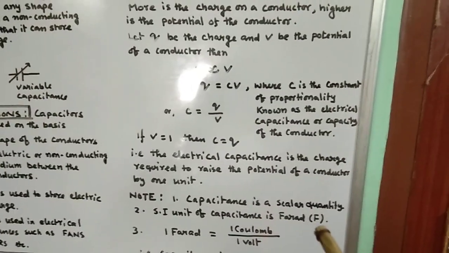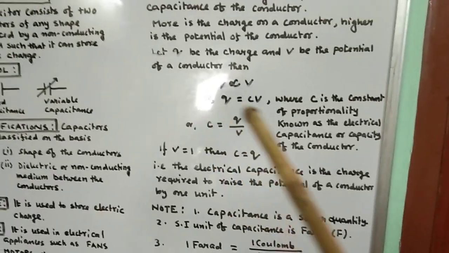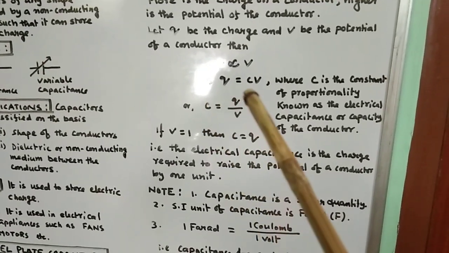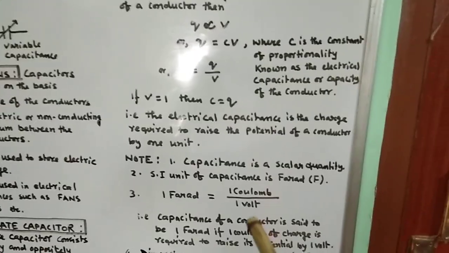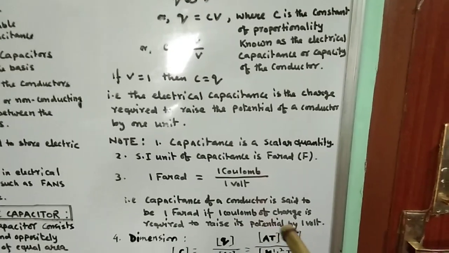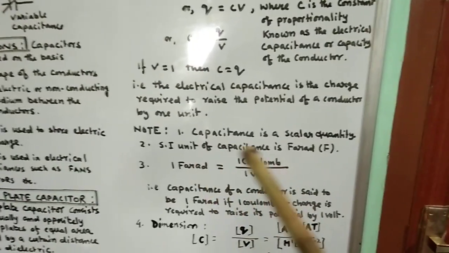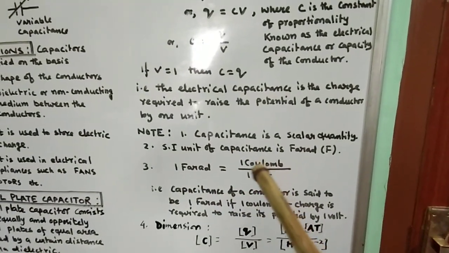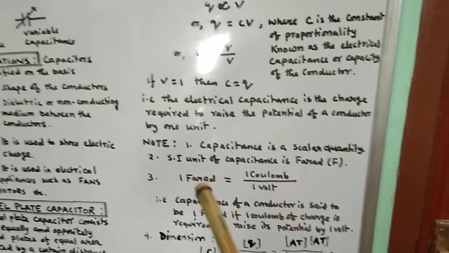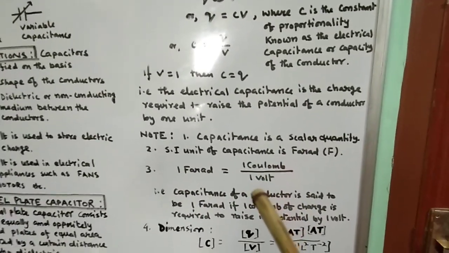Now the SI unit of capacitance is the farad, named after a scientist. You can use this expression to define the farad. If we consider C equal to 1 farad, then Q equal to 1 coulomb and V equal to 1 volt. So the capacitance of a conductor is said to be 1 farad if 1 coulomb of charge is required to raise the potential by 1 volt. If charge becomes 1 and potential becomes 1, then C becomes 1. So C is 1 farad if Q equals 1 coulomb and V equals 1 volt.